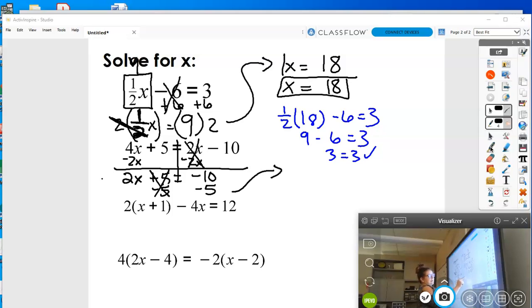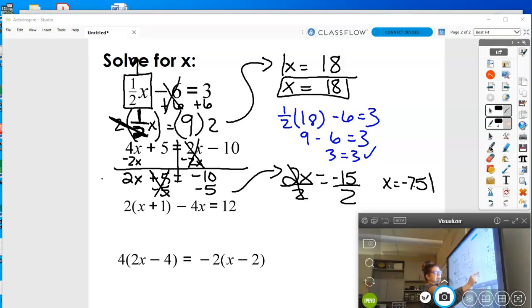Again, I'm going to pick up my work over here so I have a little more room. Plus 5 and minus 5 cancel, so I just have that 2x on that side. Negative 10 minus 5 would be negative 15. And then finally, that is 2 times x got me negative 15, so I would divide by 2 to get that to cancel out. So we would have x equals negative 7.5, because negative 15 divided by 2 is negative 7.5.